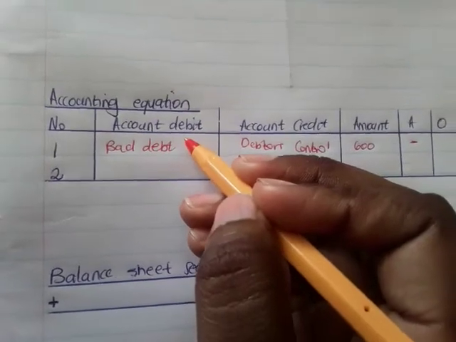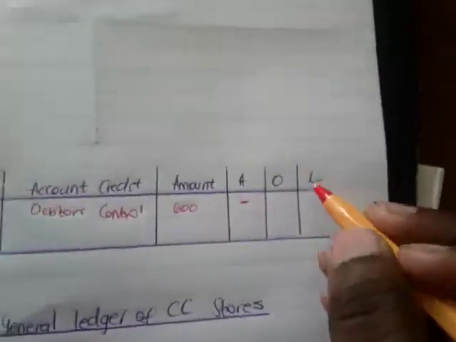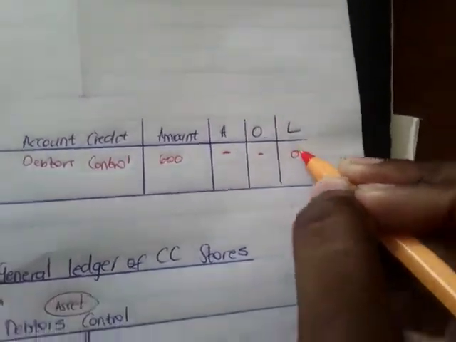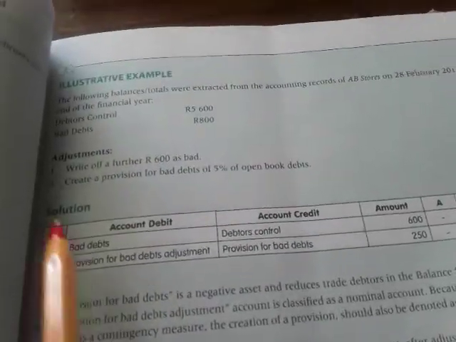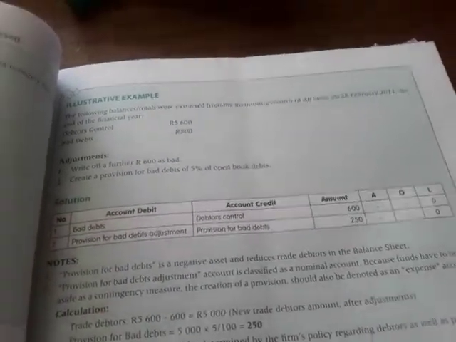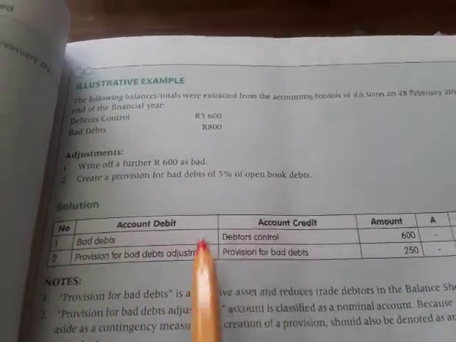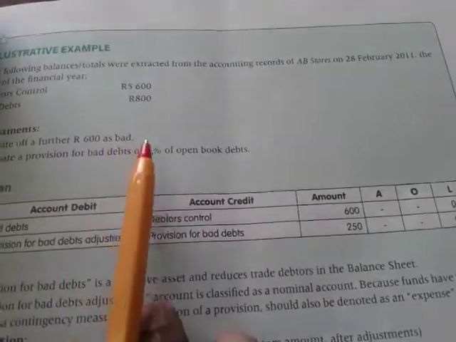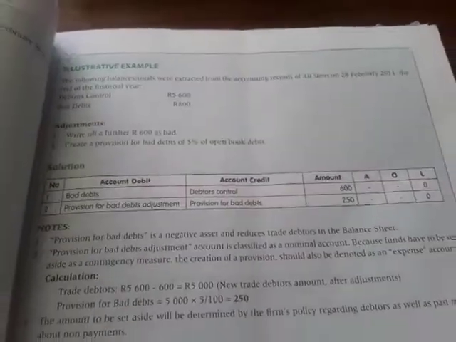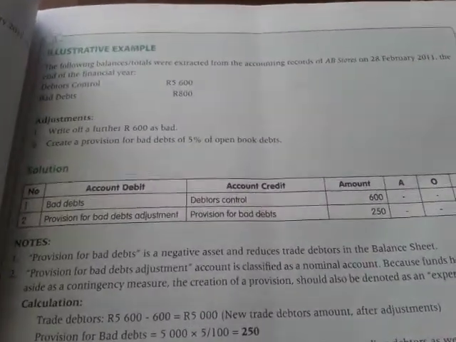Bad debt is an expense, and it decreases, and then we don't have any liability account, right? So the second one says you should create a provision for bad debts of 5%. Okay, so you need to ask yourself which two accounts are affected.